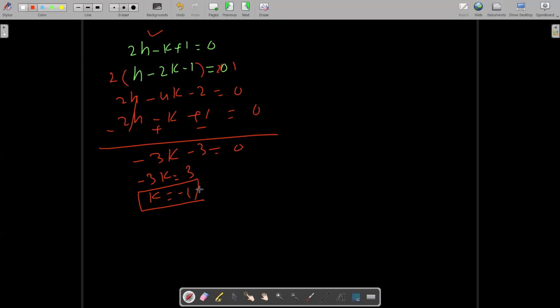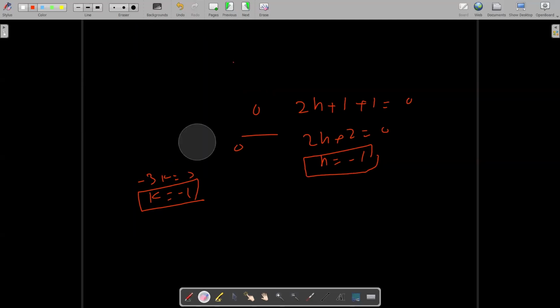Now you can plug k equals negative 1 into either of these equations and solve for h. So it's going to be 2h minus k, and k is negative 1, so it's plus 1. 2h plus 1 plus 1 equals 0, 2h plus 2 equals 0, and h is going to be negative 1. Same thing, right? So h and k are both negative 1.